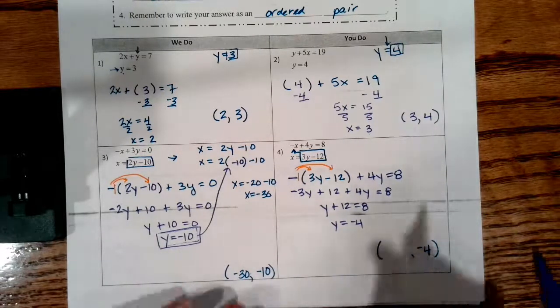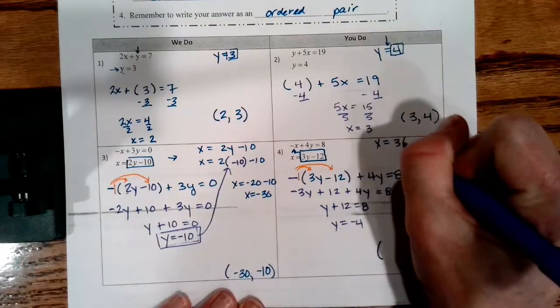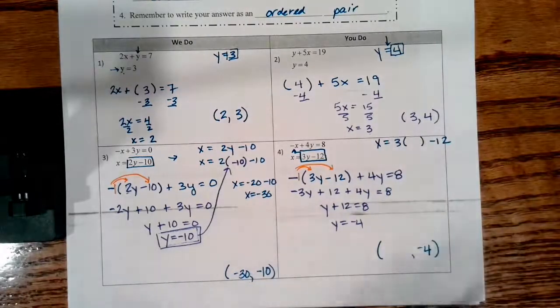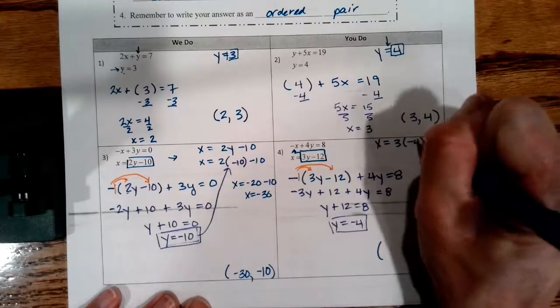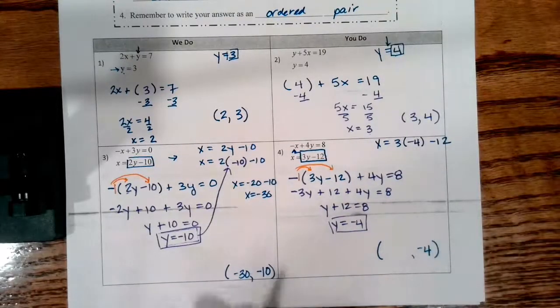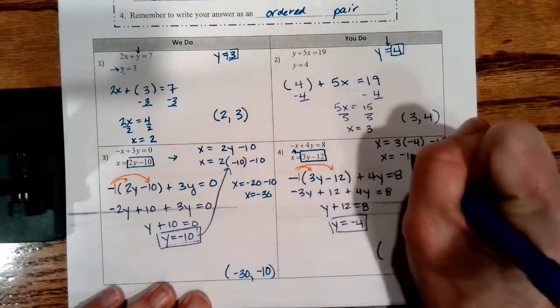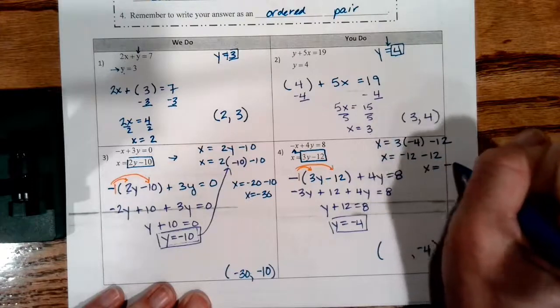When I come over here and substitute and solve for x, x is equal to 3 times my value for y minus 12. Here I got a negative 4 for y, so I'm going to put that in. And then I have x is equal to negative 12 minus 12. X is equal to negative 24.